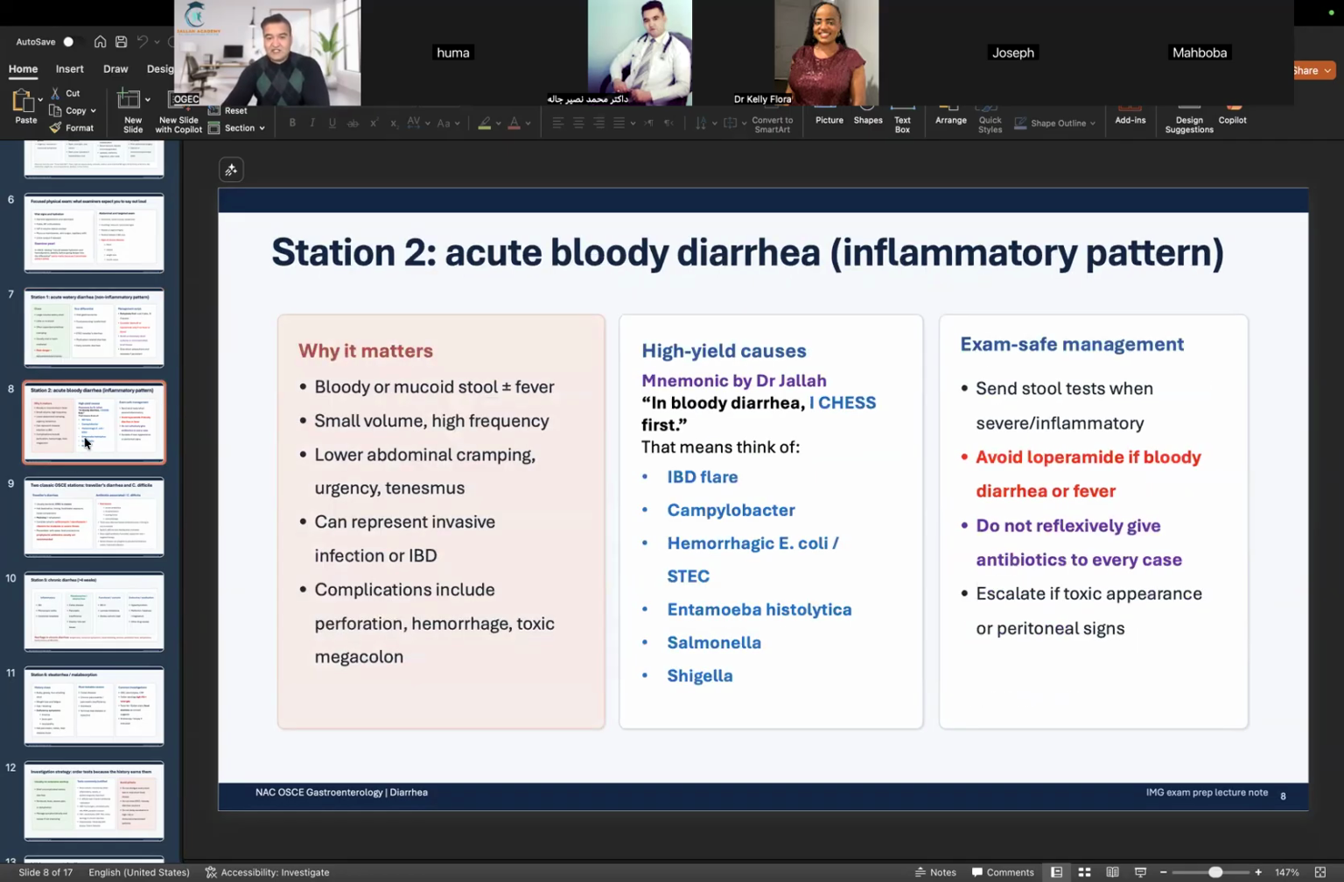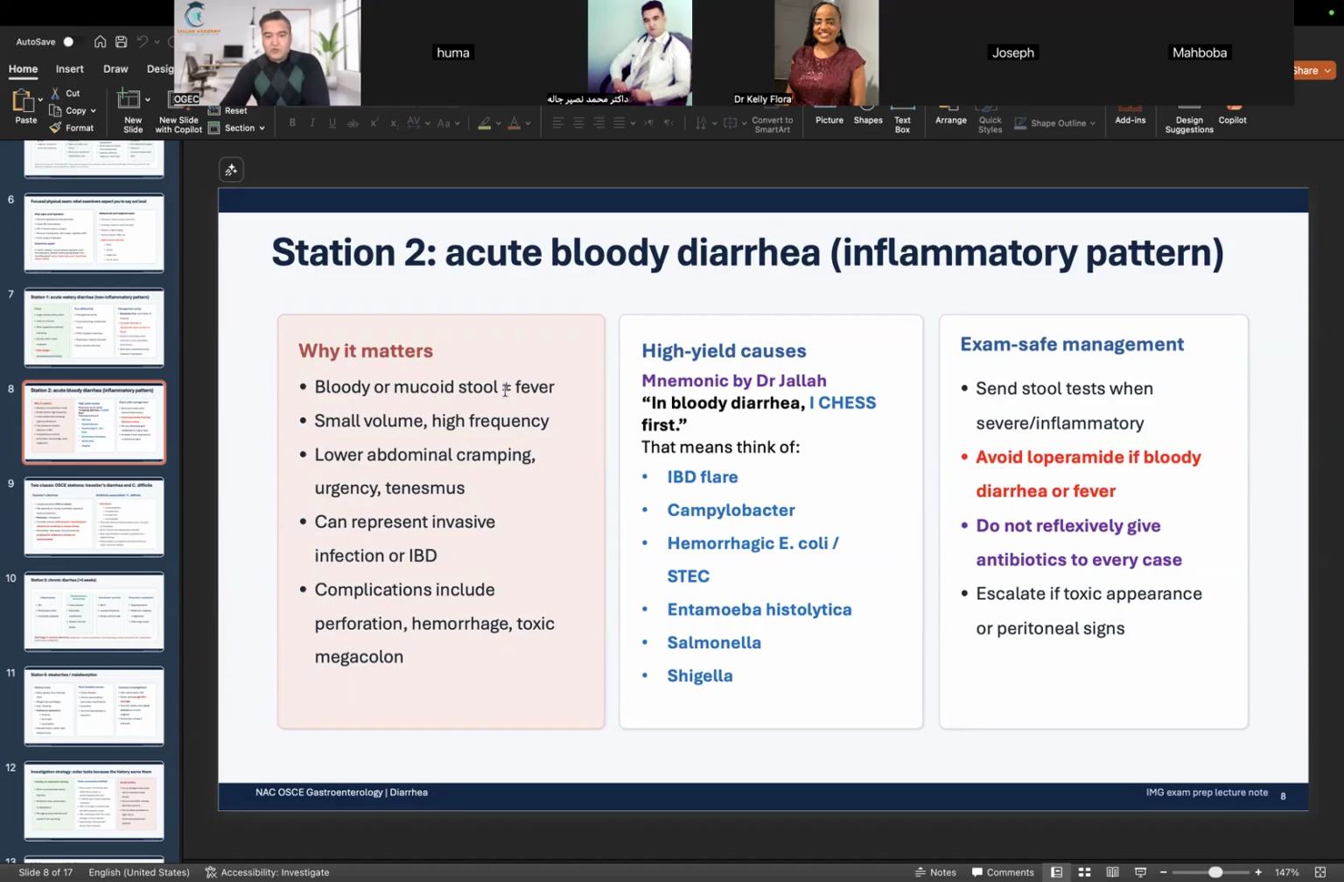Now, let's say station number 2, you get another station, which is bloody diarrhea. For bloody diarrhea, the first thing that comes to our mind is that we are dealing with a little bit more serious condition, so it means this is inflammatory. The next thing that has to pop up in your mind is that I have to do culture for this patient, and probably I will start antibiotic. Not 100%, probably.